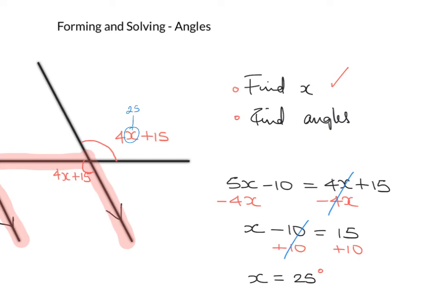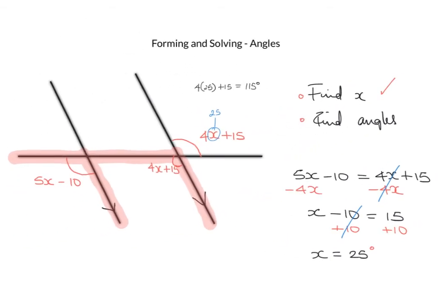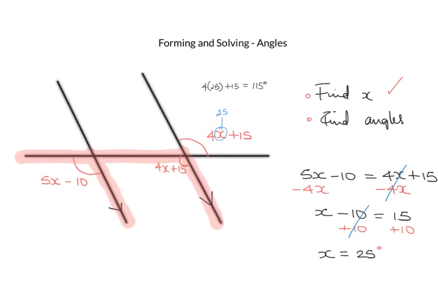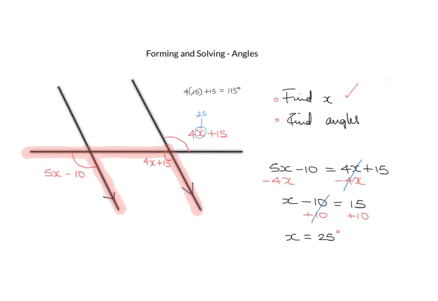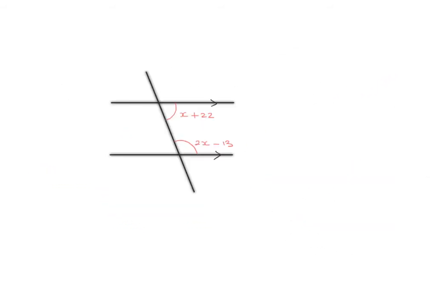So what I'll end up with is 4 times 25 plus 15. Well, 4 lots of 25 is going to be 100, plus that 15 is going to give us 115 degrees. So that angle is 115 degrees. And because I know it's 115 degrees, it means that this is also 115, and this is also 115. And that's the end of that question. Let's look at another type of question that you might see.